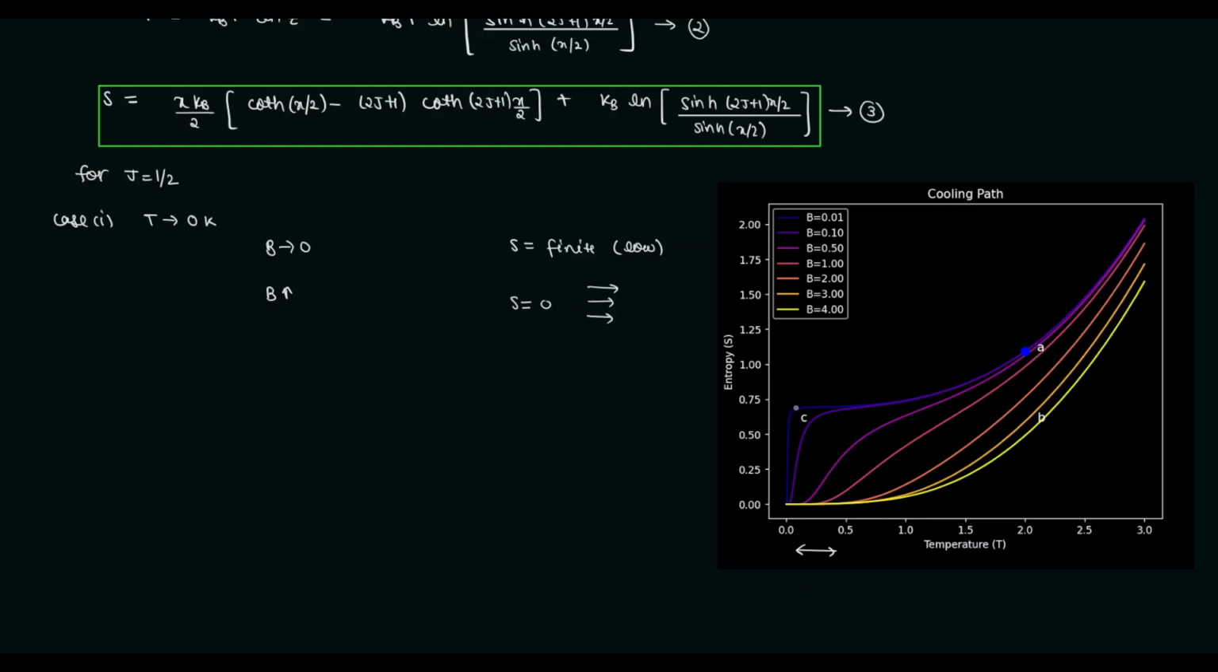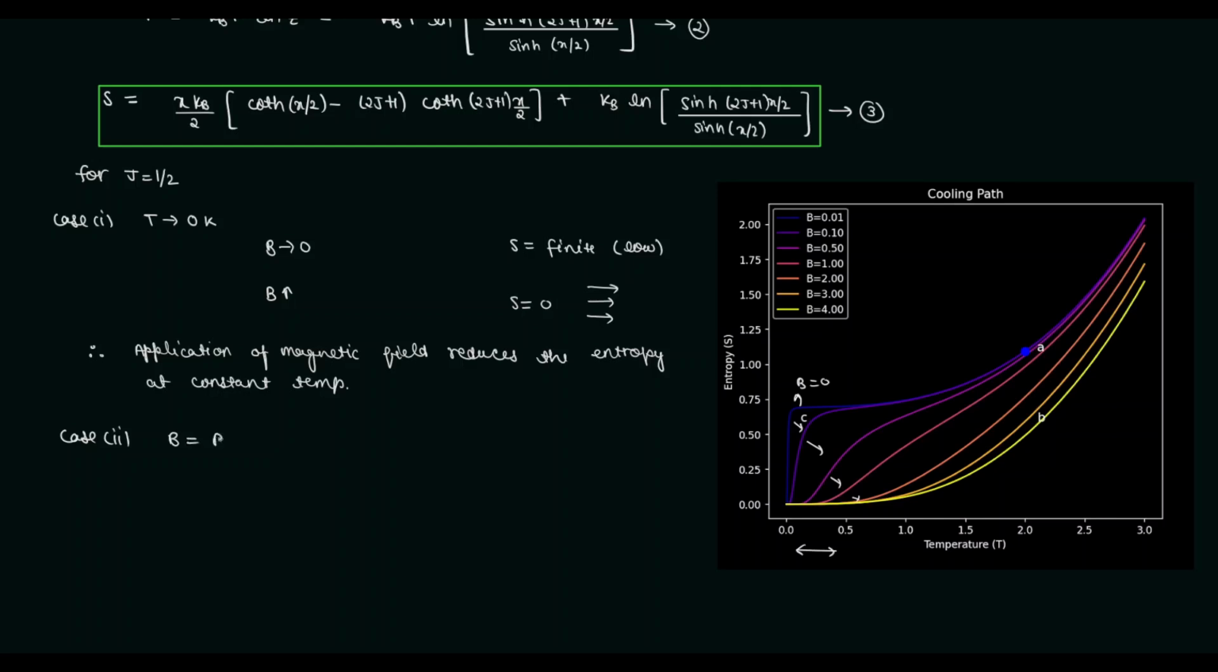As this blue curve is representing B is equal to 0, and if you increase the magnetic field, then the entropy curve is going down and down to reach the value of 0 for higher magnetic field. So therefore we can conclude that the application of magnetic field reduces the entropy at constant temperature. Now let's see when the magnetic field is some constant value B naught, and let's say in this graph it is somewhat about 1 Tesla.